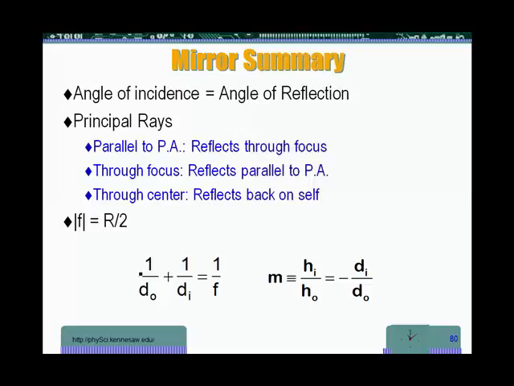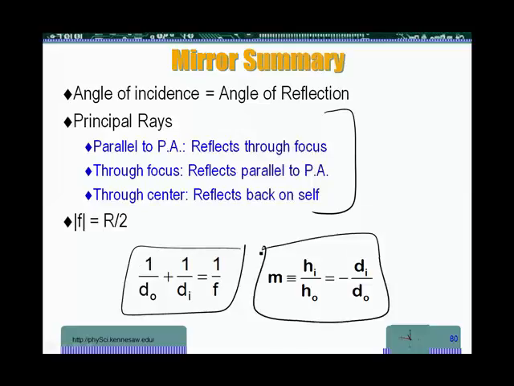A mirror summary: angle of incidence is equal to angle of reflection. That's the basis of a mirror. Principal rays, we can use them to determine the position of images. There are 3 of them that we use, but then we could have used others. Focal length is the radius of the mirror over 2, positive for a concave mirror, negative for a convex mirror. And then this is the relationship between focal length, DI and DO, and this is the magnification equation.